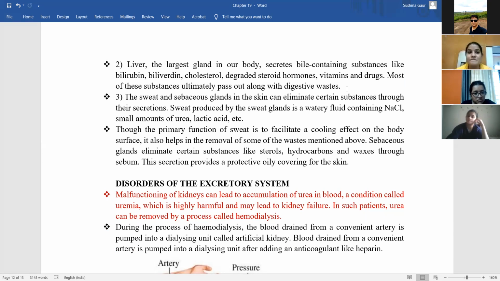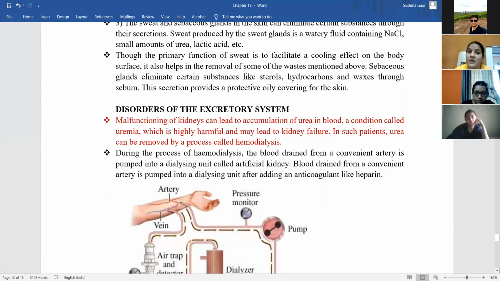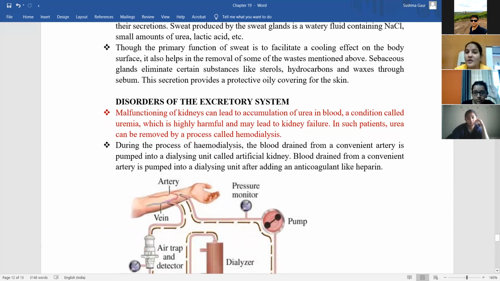The third is the sweat and the sebaceous glands that are present in the skin. They can eliminate certain substances through their secretions. The sweat produced by the sweat glands releases a watery fluid containing NaCl and a small amount of urea and lactic acid also. So if kidney is not responsible for removing the toxic materials out of our bodies, there are few organs of our body that also remove small amount of waste materials or toxic materials out of the body.